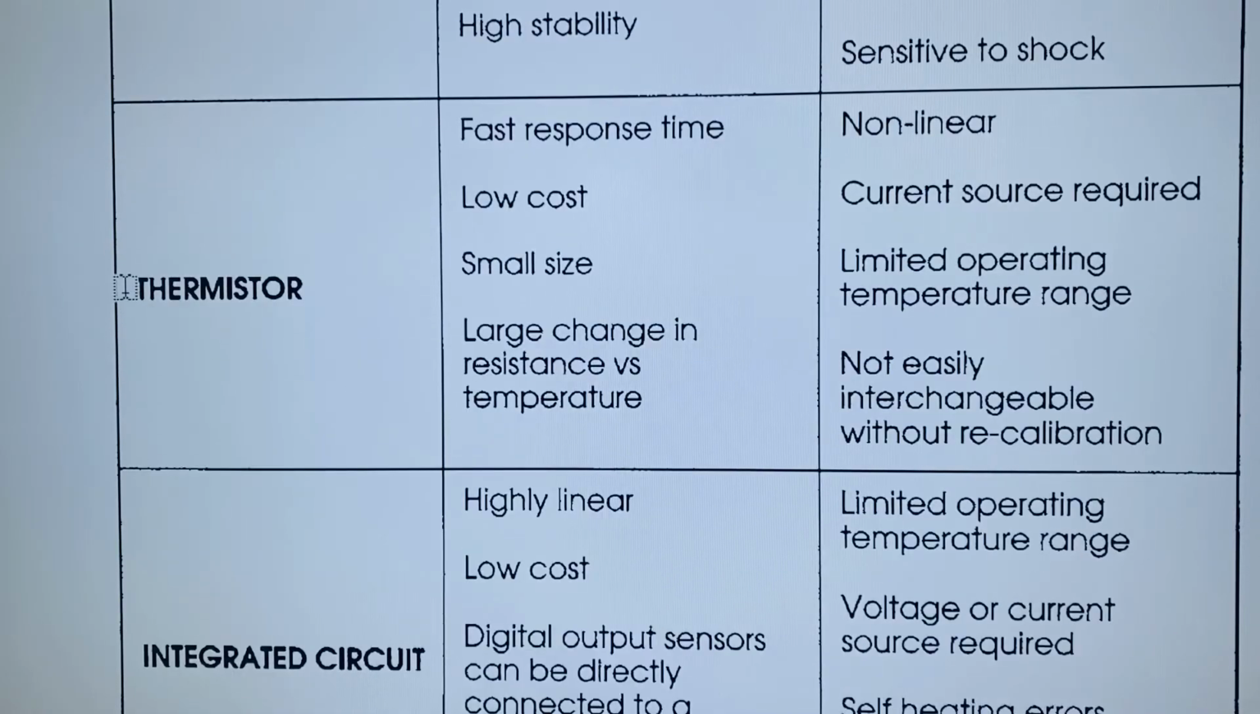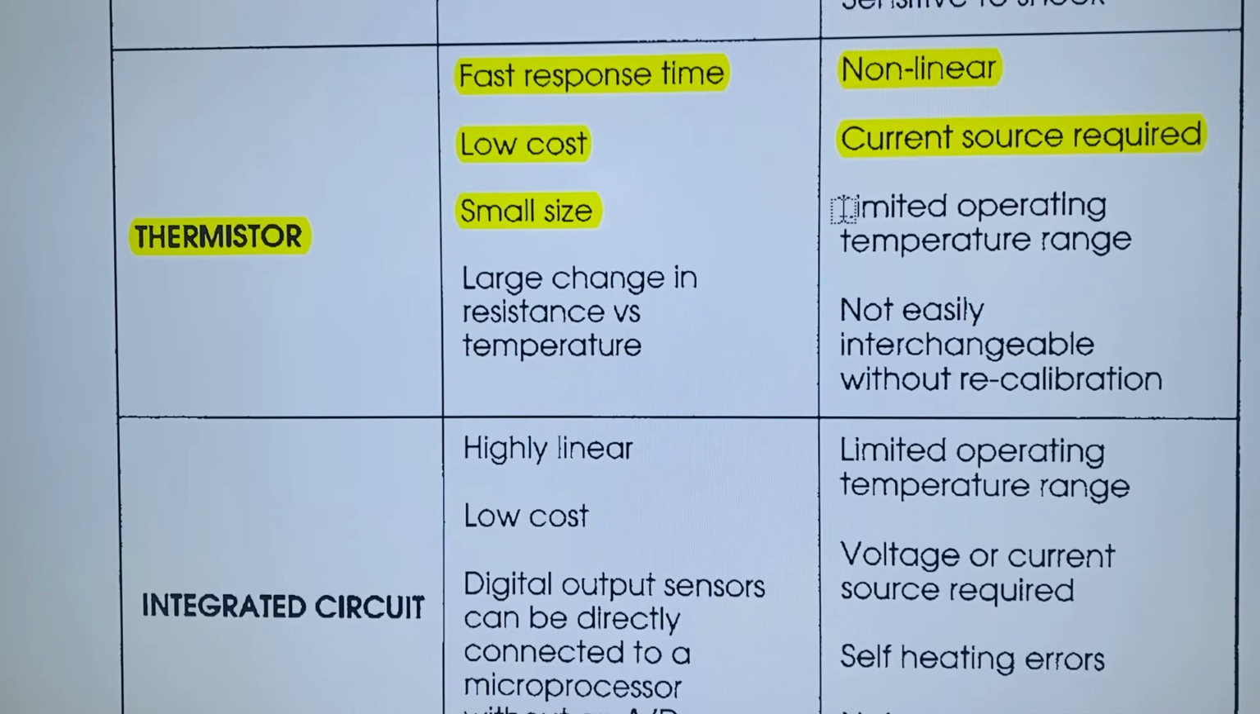The thermistor, which is the one we're using in the lab, it has a fast response time, which varies from 2 to 10 seconds. Low cost, small size, large change in resistance versus temperature, but it is non-linear. So we have some techniques we will see later to make it linear. Okay, it requires a current source. We will see what is a current source.